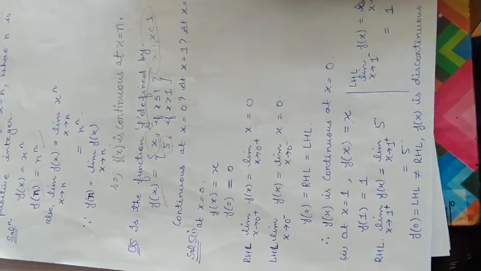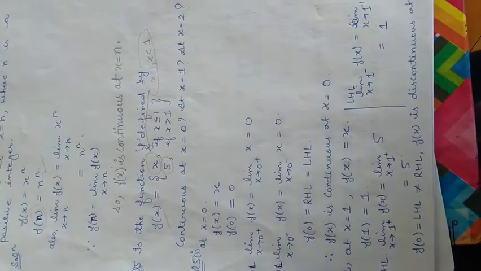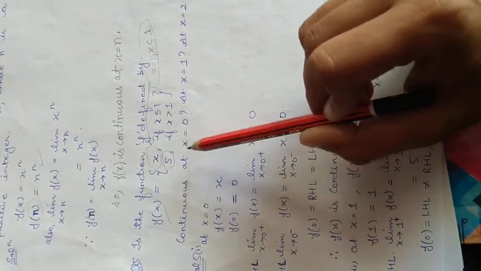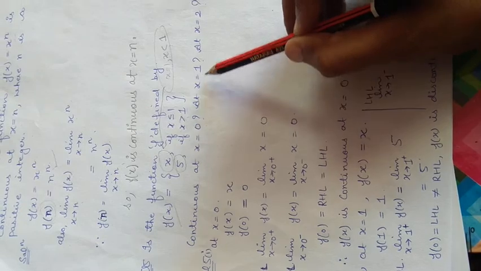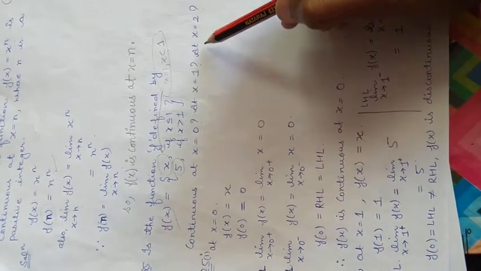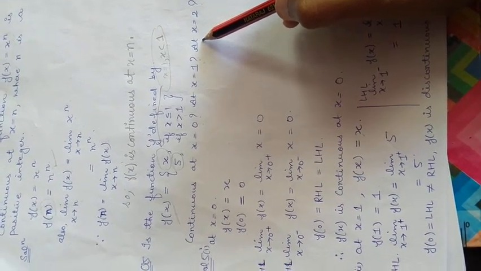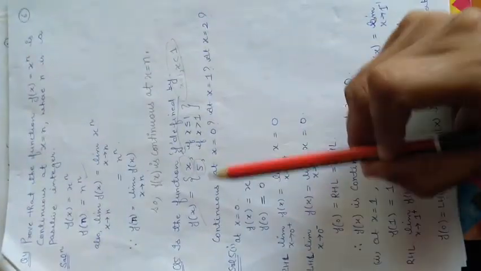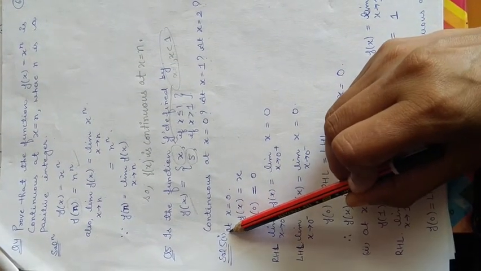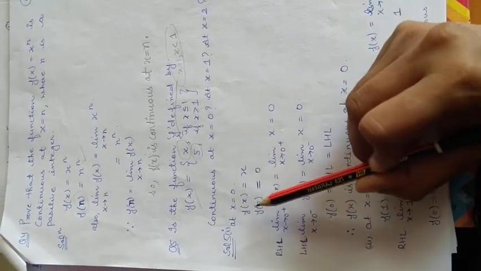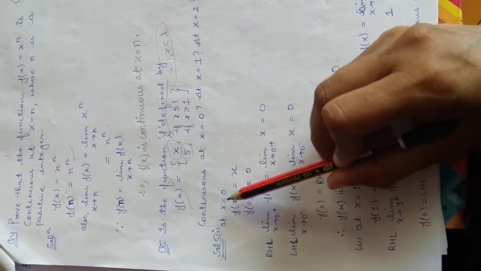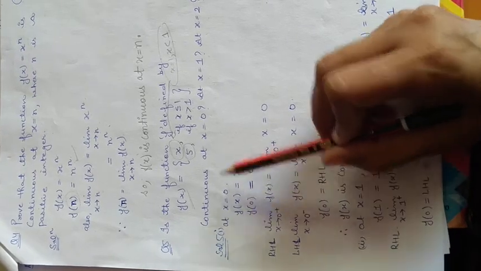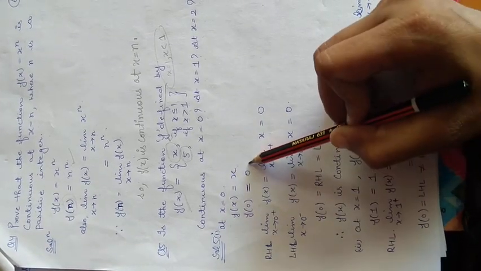Now we have to check whether the function is continuous at x is equal to 0, at x is equal to 1, or at x is equal to 2. So we will have 3 cases for doing this, and let's start with the first case, that is x is equal to 0, f(x) is equal to x. If I put the value x equal to 0 in this equation, what will I get? f(0) is equal to 0.